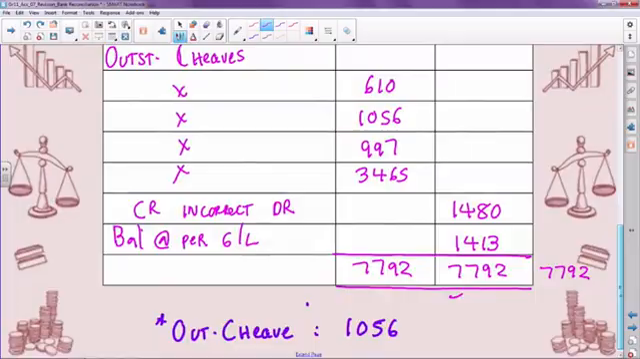Right, guys, not an easy question. Some of the transactions were quite difficult, but hopefully this helped. And remember, in accounting, the more you practice, the better you get at the section.